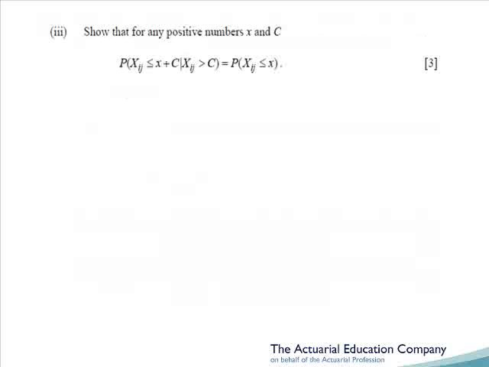Well, if you thought that was bad, part 3 then gets a little bit more odd. We're asked to show that the probability of Xij less than X plus C given Xij is more than C is equal to the probability of Xij is less than or equal to X. Don't freak out here, it's just simply a conditional probability.